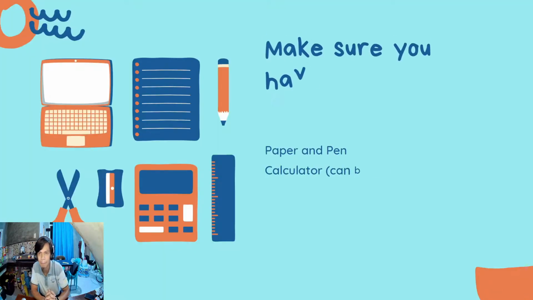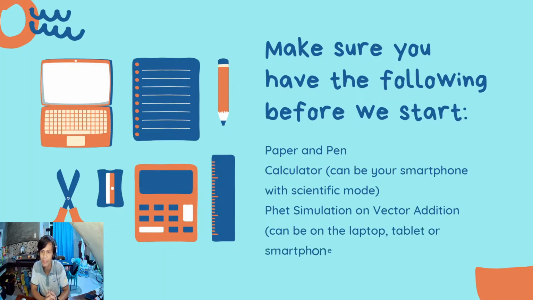Before we begin, please make sure that you have the following: your pen and paper, your calculator, which can also be your smartphone with scientific mode, and our Phet simulation on vector addition, which can run through your laptop, tablet, or smartphone.